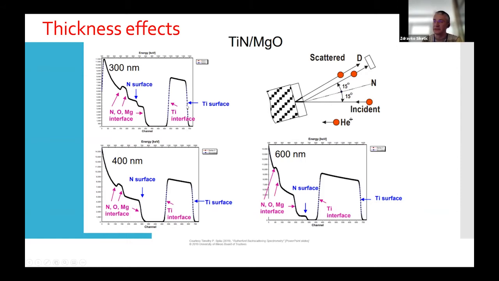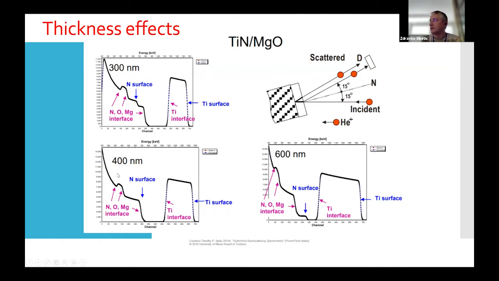And this is because the ions, when they go inside the sample, are losing energy. And also when they go out through this layer, they're also losing energy. So this is actually the surface of the titanium. And from the other side, this is the interface between titanium nitride and magnesium oxide. Also, this is the magnesium edge from magnesium oxide. We have nitrogen from titanium nitride, and also the oxygen.